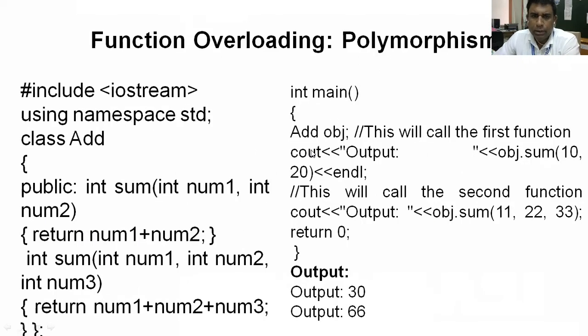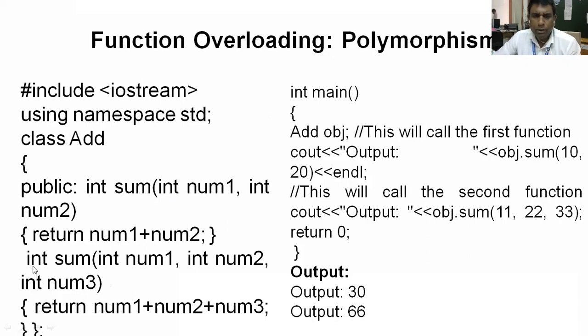Look at this. This is an example of function overloading, and we have already seen it, so we will not spend too much time on it. This is the class. Look at this public integer sum. Here it is a function with two parameters. And this is the integer sum with three parameters.